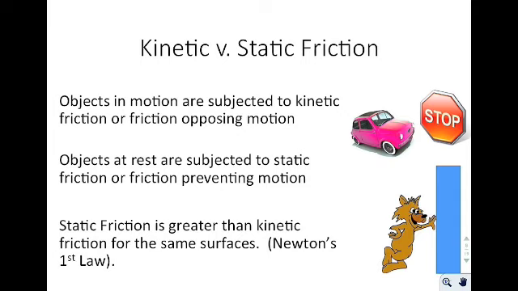So you see an example, you see this cartoon character pushing on a box, but the box isn't moving. Because static friction is keeping it in place. Now, static friction is always greater than kinetic friction for the same surfaces. And the reason why is Newton's first law. Objects at rest tend to stay at rest, okay, because they've got those repulsive forces ready to go. So static friction is always going to be greater than kinetic friction for the same surface.